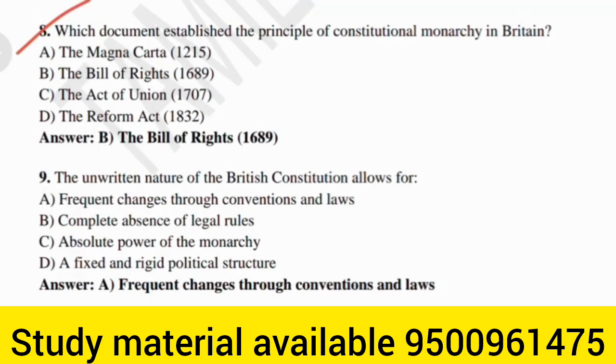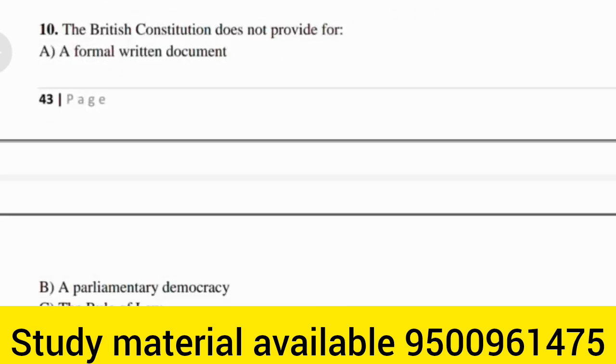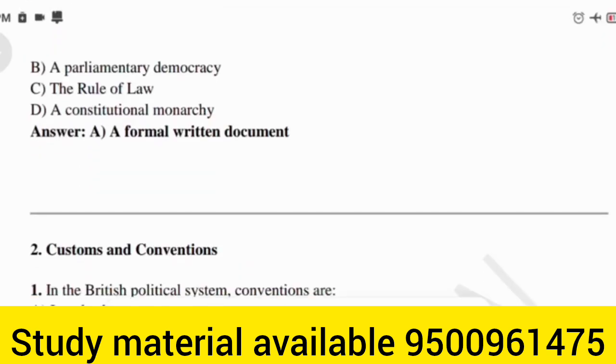Which document established the principle of constitutional monarchy in Britain? The Bill of Rights. The unwritten nature of the British Constitution allows for frequent changes through conventions and laws. The British Constitution does not provide for a formal written document.